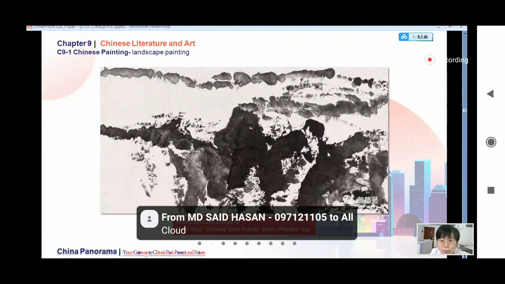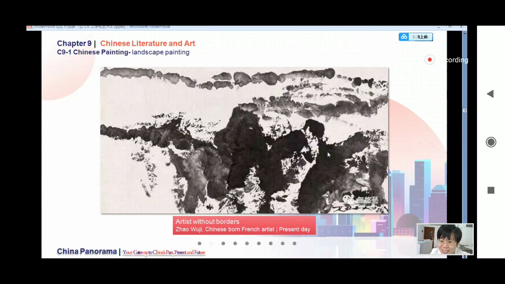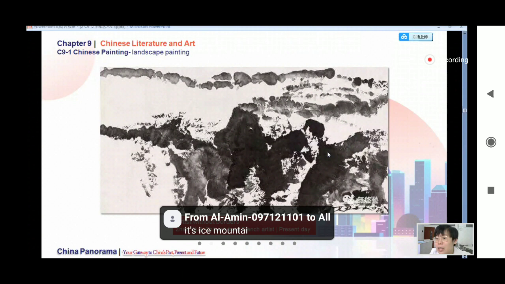For many people, it's just a mess of ink, but he's an artist. So what can you see in the picture? Different people have different ideas. You are free to share your ideas.